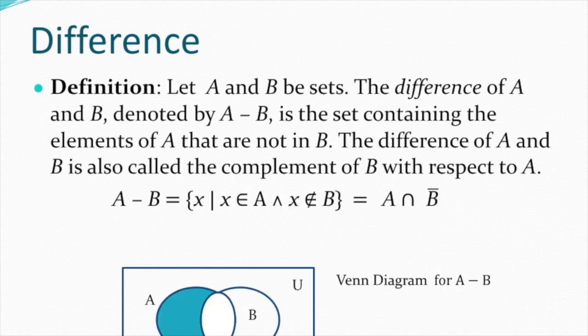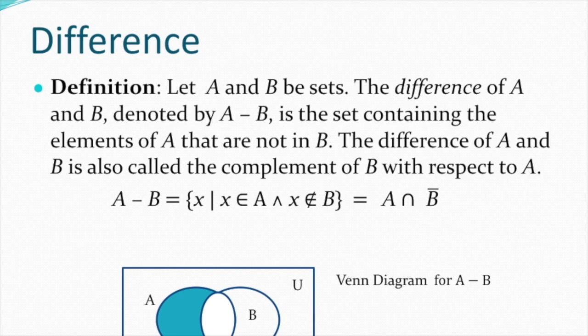There is another type of definition, which is called the difference between A and B. Now, don't mix the difference with intersection, because intersection is the common elements. Here we are looking for A minus B, which contains the elements of A that are not in B. So you always take it left to right. You think about an element which exists in the set A but not in B. So the difference between A and B is also called the complement of B with respect to A.